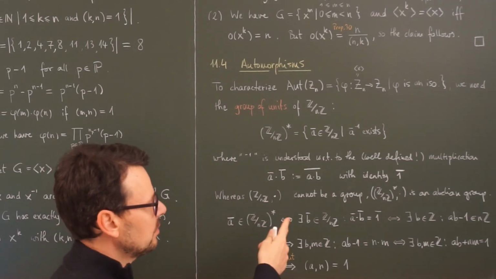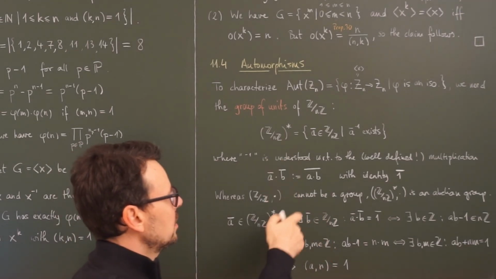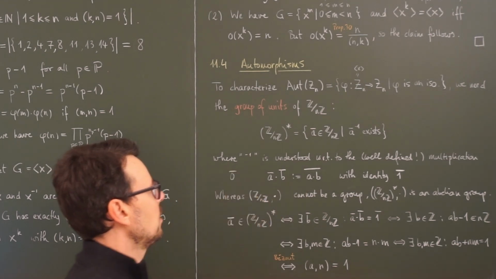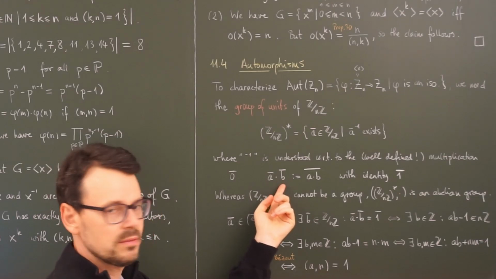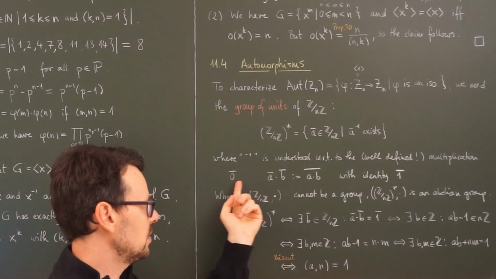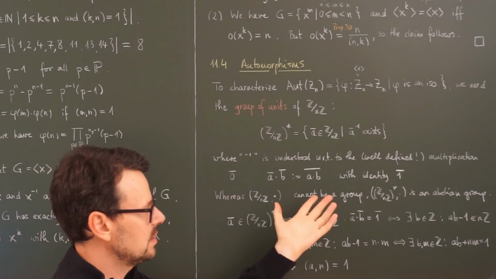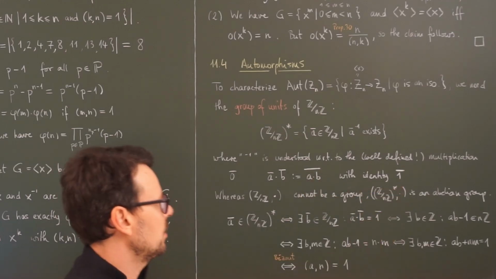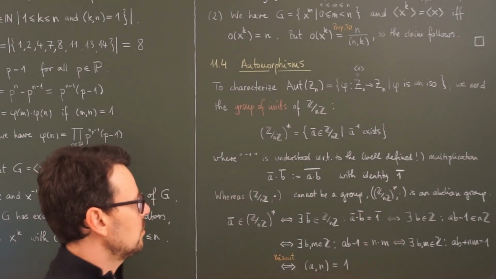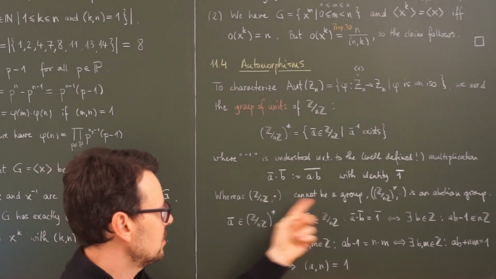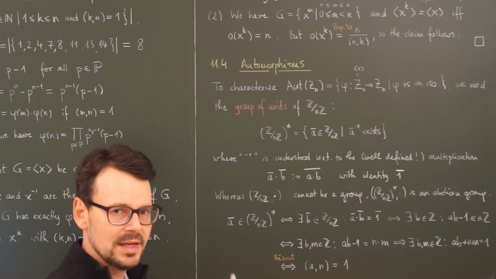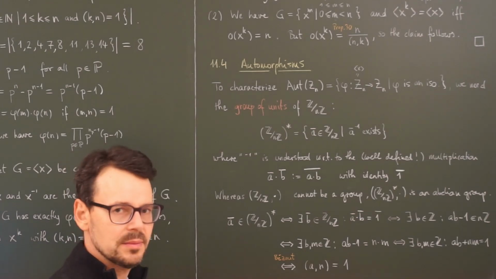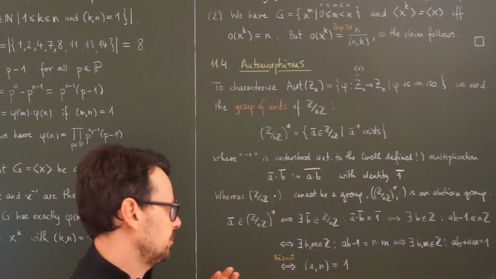Well, of course, it cannot be a group because it contains 0 bar, and for 0 bar, I cannot find an inverse with respect to this multiplication, because 0 bar times B bar is always 0 bar, so I cannot end up with 1 bar. So it's not possible that this becomes a group, but together with plus and this multiplication, it becomes a so-called ring.